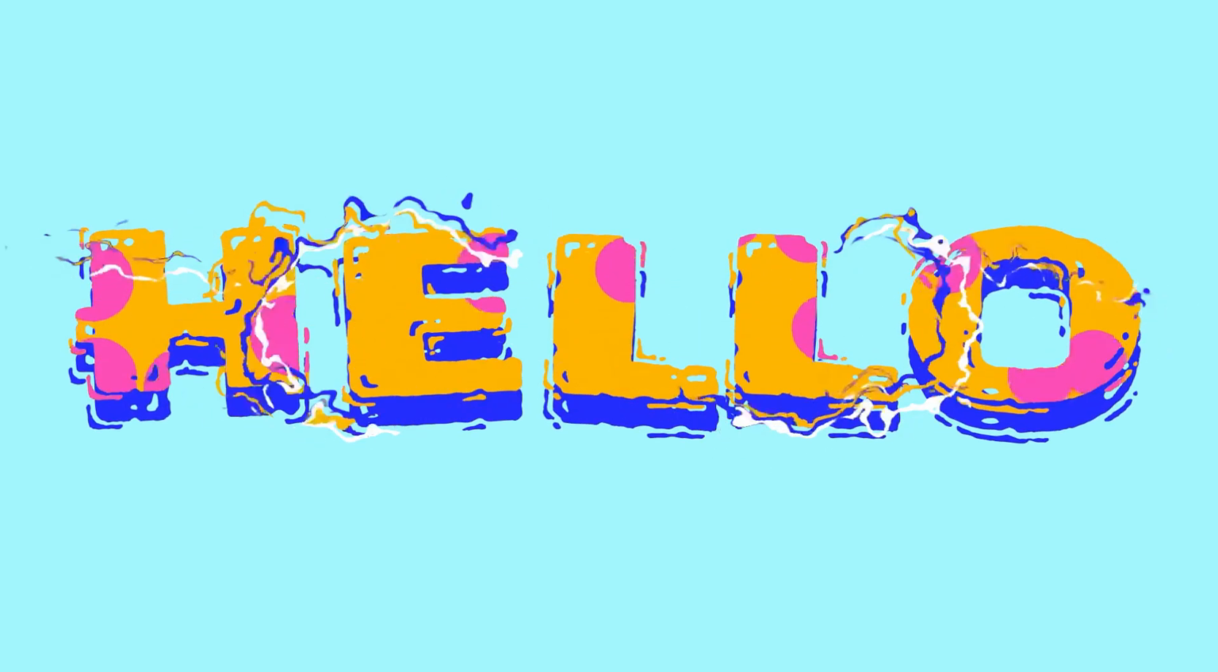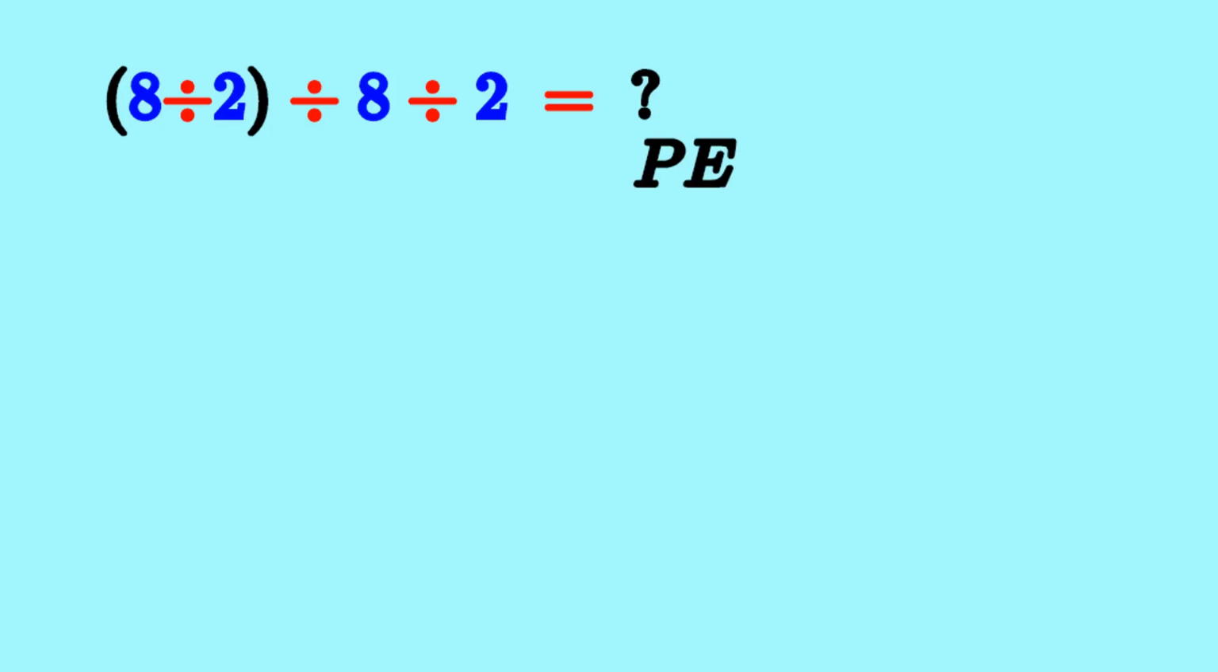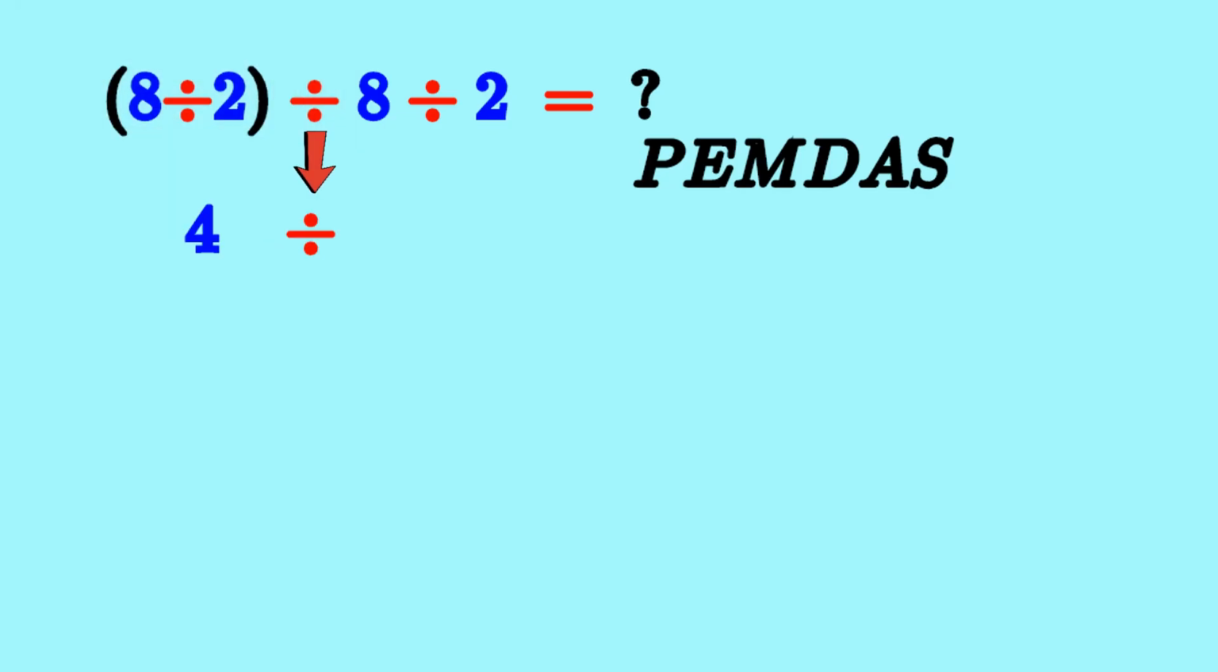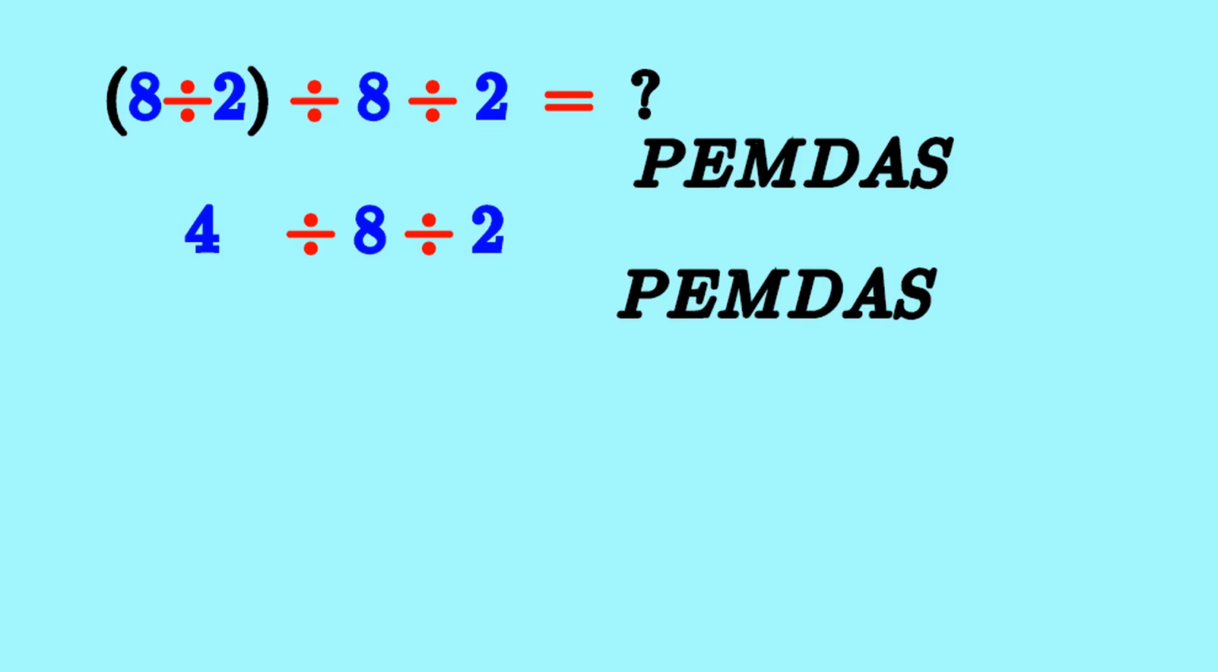Hello, we have this problem: 8 divided by 2 divided by 8 divided by 2. According to PEMDAS, we must do the parenthesis first. So 8 divided by 2 equals 4. Then drop down divided by 8 divided by 2. And now again, according to PEMDAS, we must work from left to right.